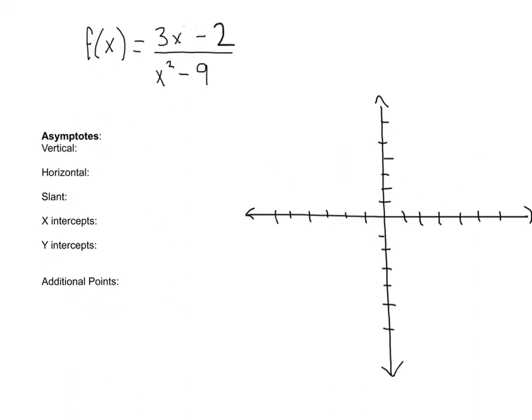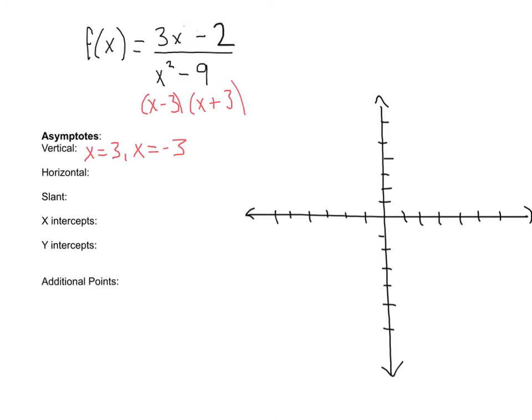Okay, let's do another one. F of x equals 3x minus 2 over x squared minus 9. To find our vertical asymptotes, we need to find where the denominator equals 0. I'm going to go ahead and factor the denominator because it's going to be a little easier. And I'm going to get my vertical asymptotes at x equals 3 and x equals negative 3.